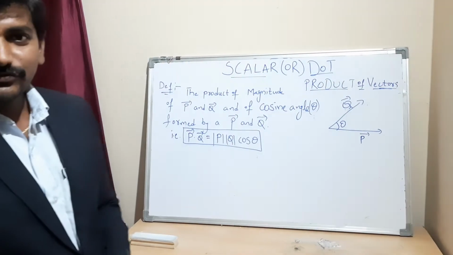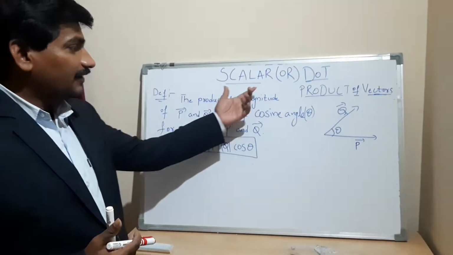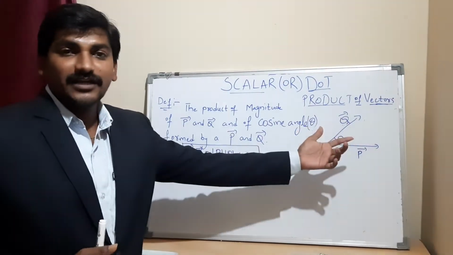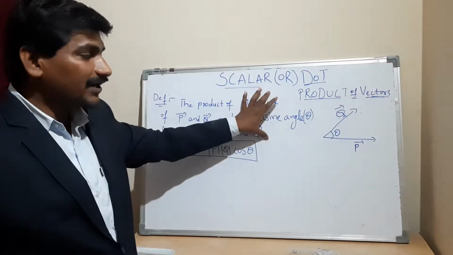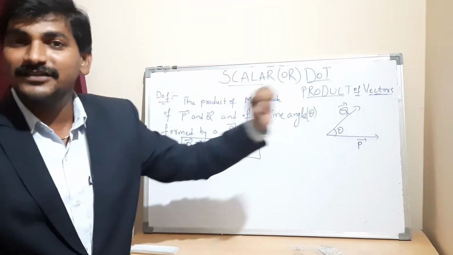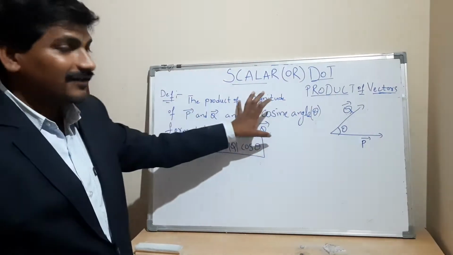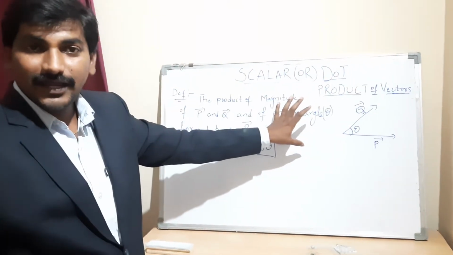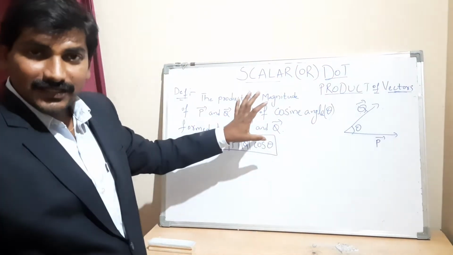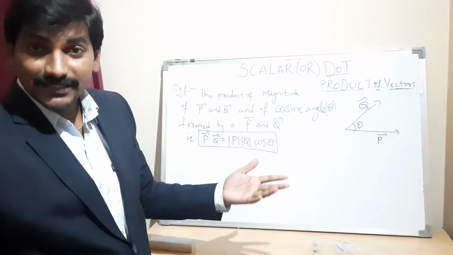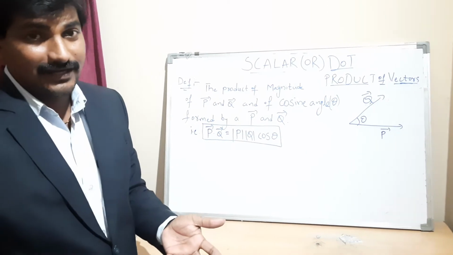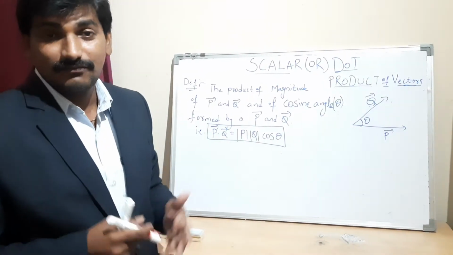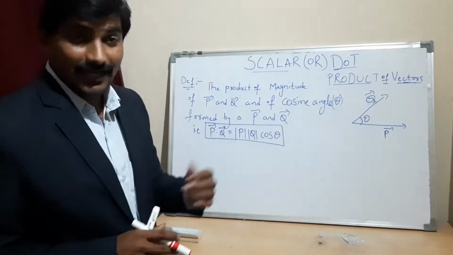Now I am going to explain the dot product of two vectors, or scalar product of two vectors. This is the most important topic for all the 11th class students who are going to study physics. This will also come in mathematics, but only in 12th standard. For the bio students, it is helpful.